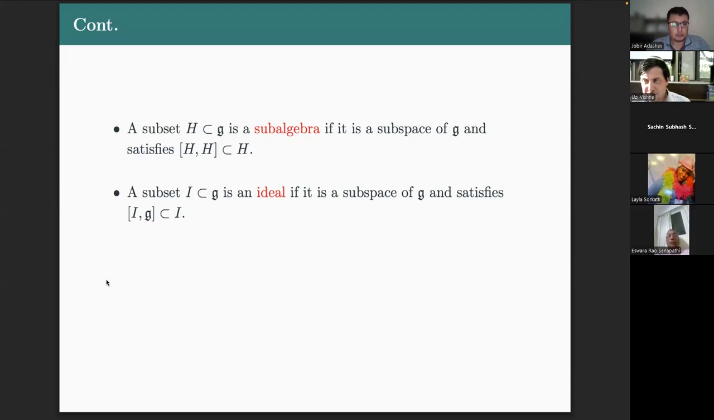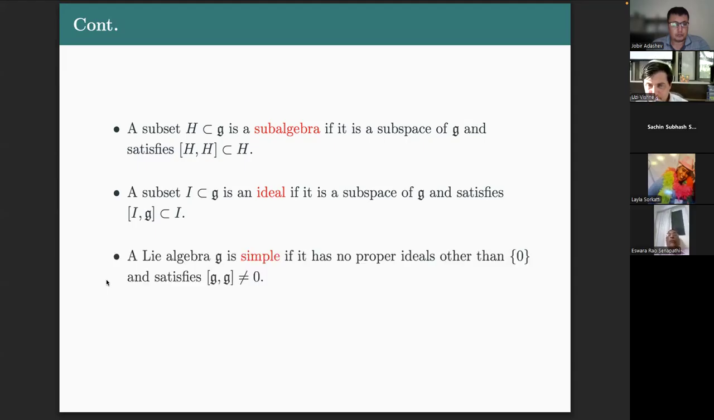ideal is... commutator is non-zero, to avoid the trivial case of the abelian one. These are our simple Lie algebras.